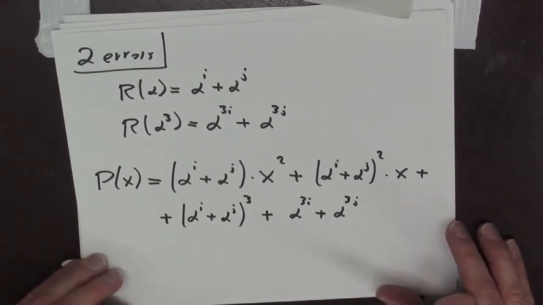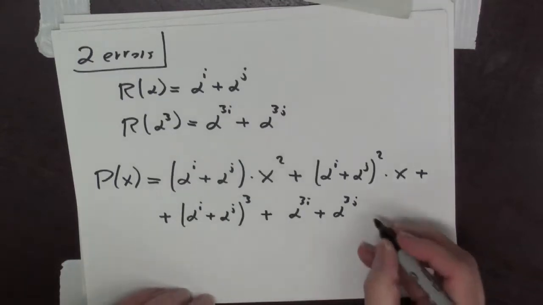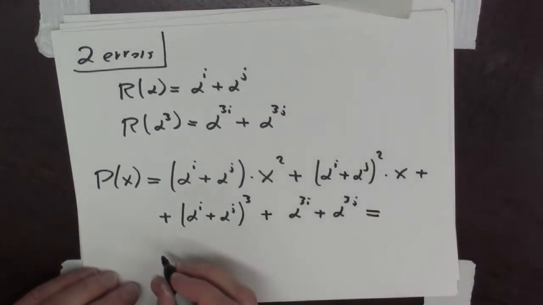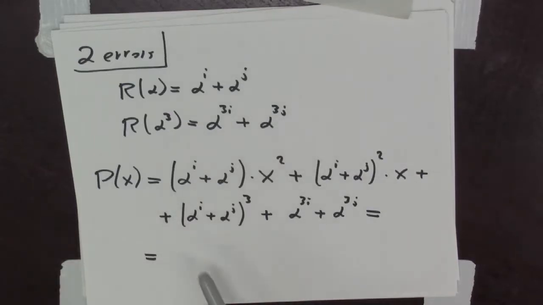So here we go. This is equal to, well, the first thing I really want to do is expand this thing. And now let's see what's going to happen. We have the binomial theorem expanding a cube. So remember what?